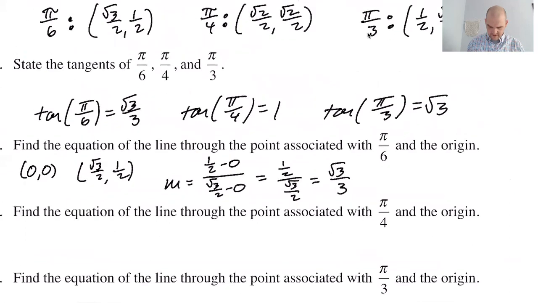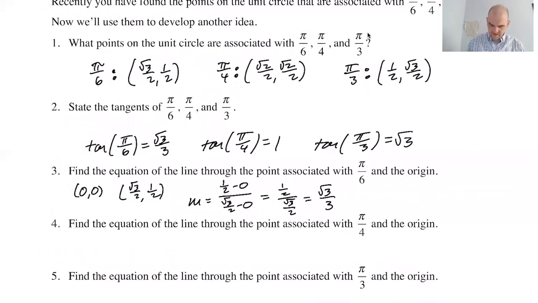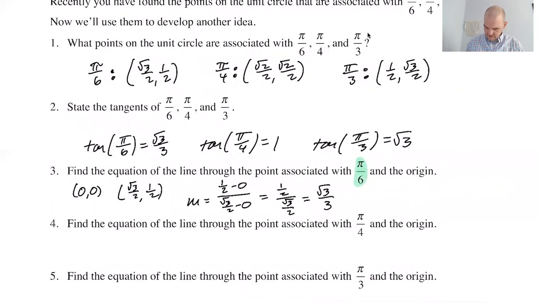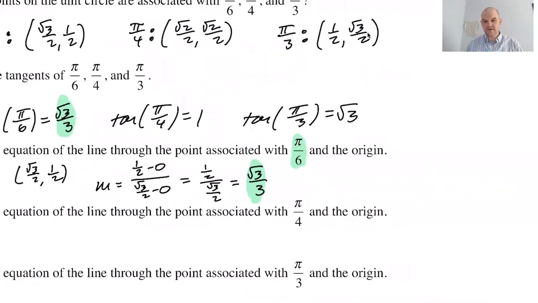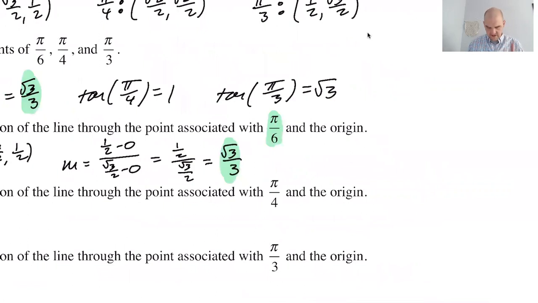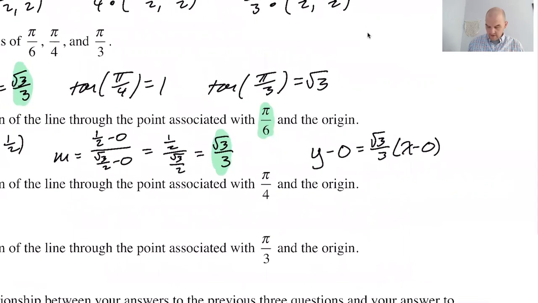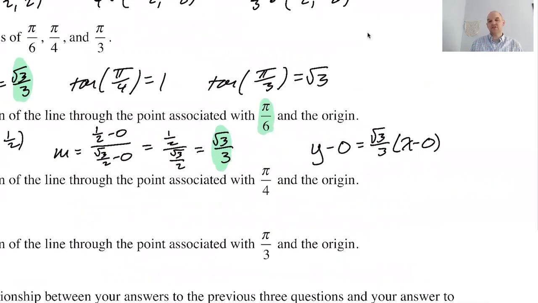And take a look at that. So the point we're dealing with, pi over 6, this is the slope that we got, and it's just the tangent of the angle. So the question is, is that always going to be the case? And if it's the case, what can we do with that? So I'm going to write in point slope form, but I'm going to use 0, 0 as my point. So we get this. Or I guess you could simplify that and just say y equals radical 3 over 3 x. Probably better to do that.